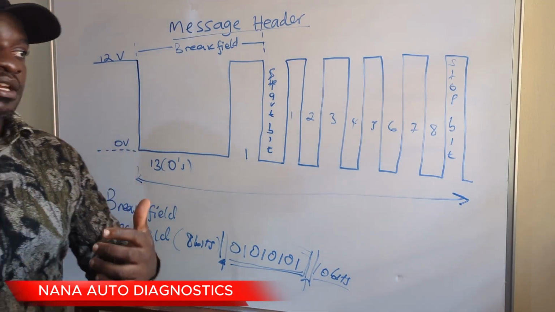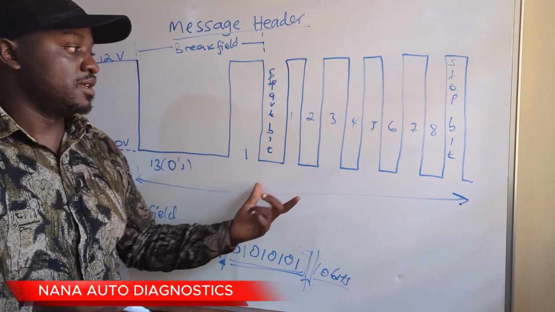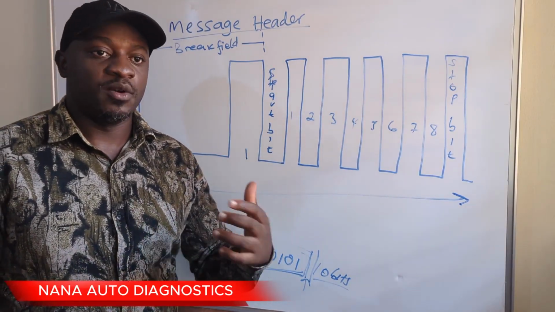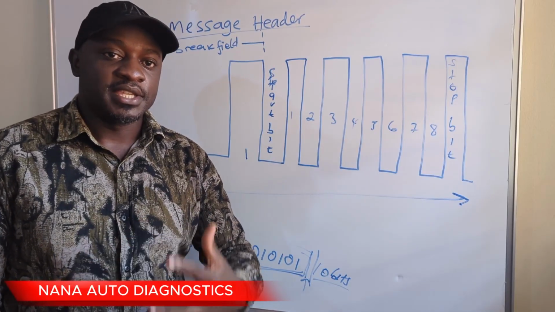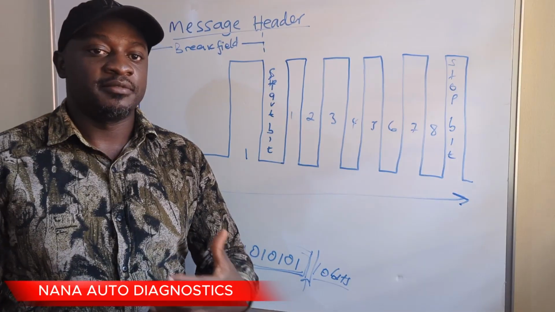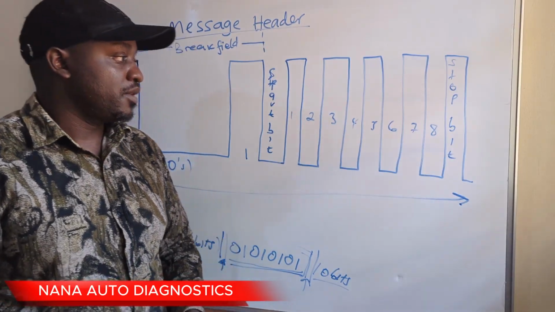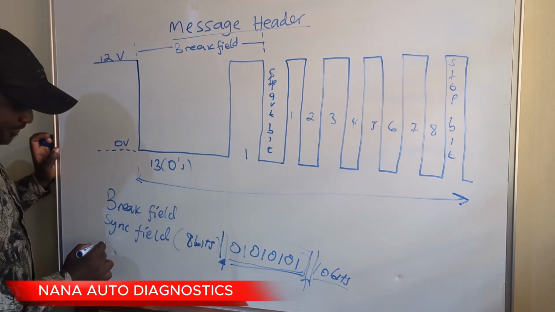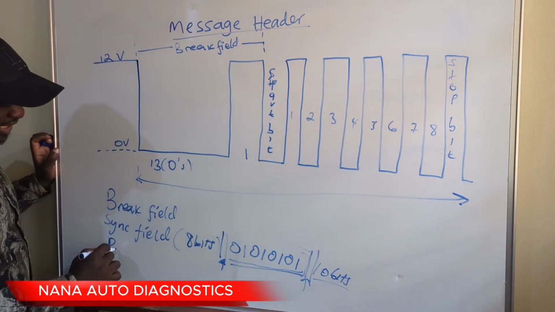Now that's why I'm taking my time to explain this, because I want you to first understand these networks and the way they operate, such that when we move on to our practical sessions, it will be easier for you to understand them. And next, we are going to move on to our protected identifier.